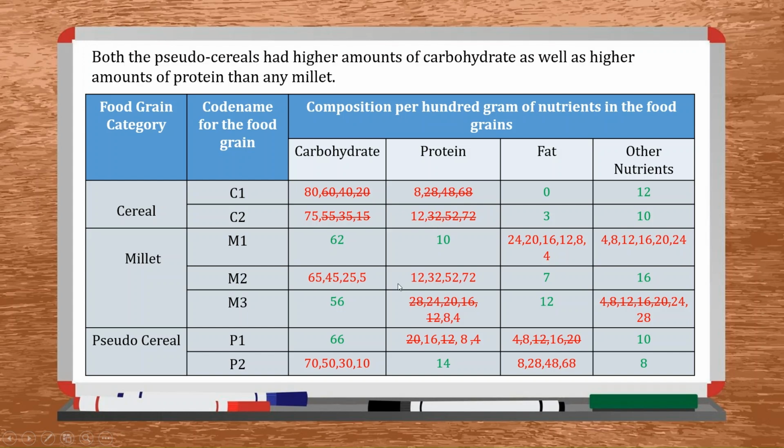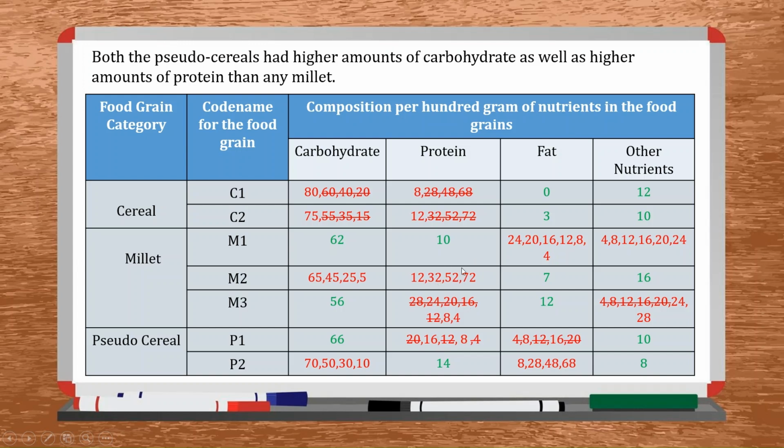The next information that we have is about pseudo cereals. They have a higher amount of carbohydrate as well as protein than any of the millets. So let's look at protein first. For P1 we have some possible values for protein, 16 and 8. For P2 we know shortly it has to be 14 grams. So to make pseudo cereals more than millets, we'll have to pick 16 from P1.